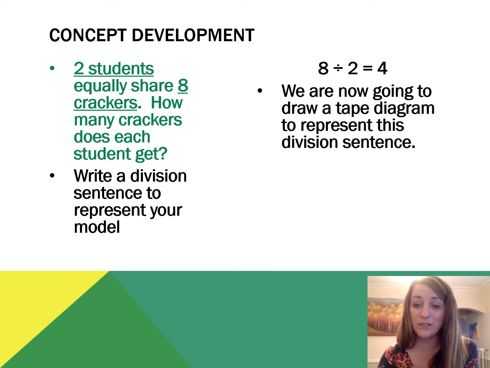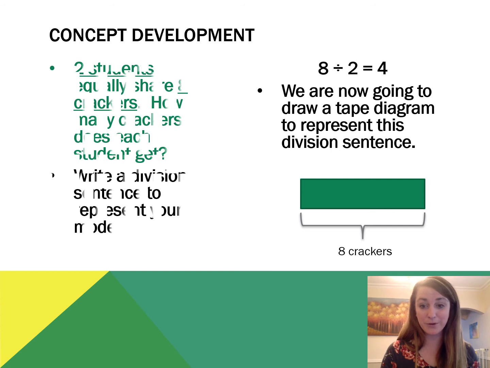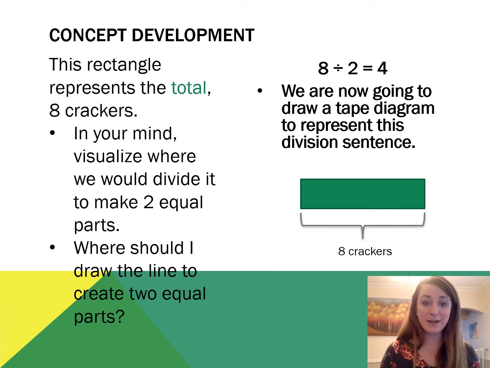We are now going to draw a tape diagram to represent this division sentence. I will start with 8 total. This rectangle represents the total, 8 crackers. In your mind, visualize where we would divide it to make 2 equal parts.